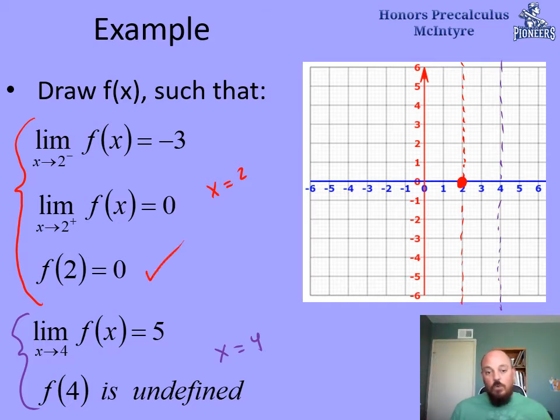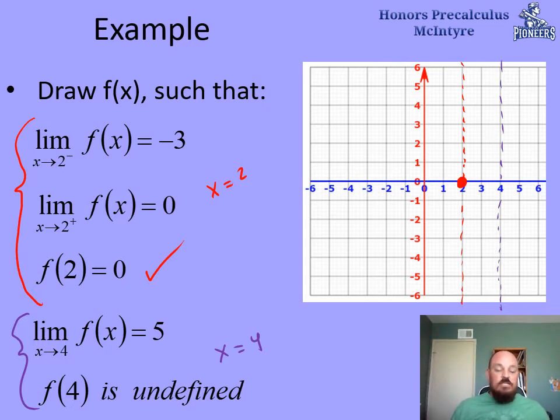Now f of 4 is undefined. That means no matter what happens, when I'm done with my graph, I should have no points on that purple line. I shouldn't have a graph that crosses over it. That counts as a point. If it crosses over, there has to be a hole, an open circle. But when I'm done, there should be absolutely no points on that purple line. I won't check it off until I'm done with the question.